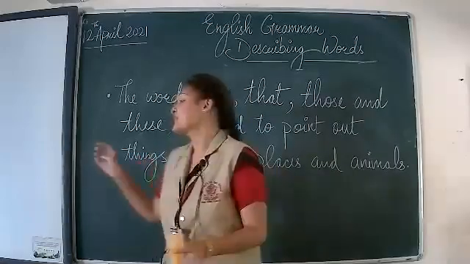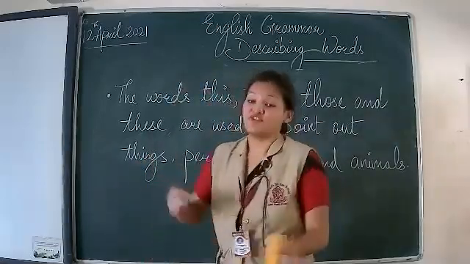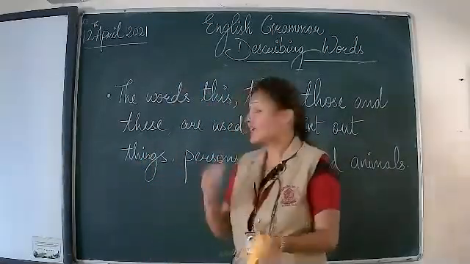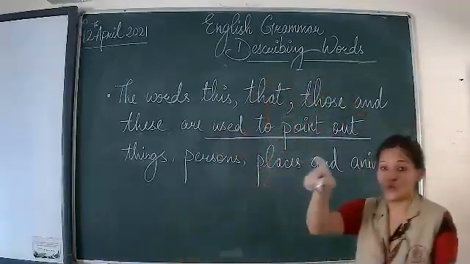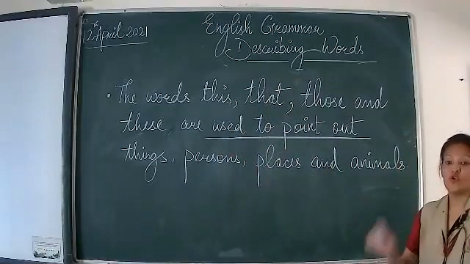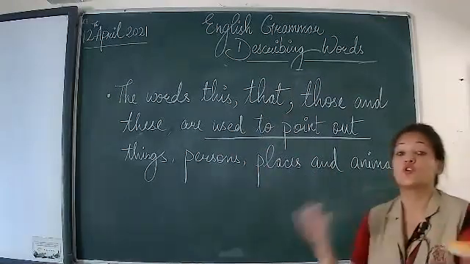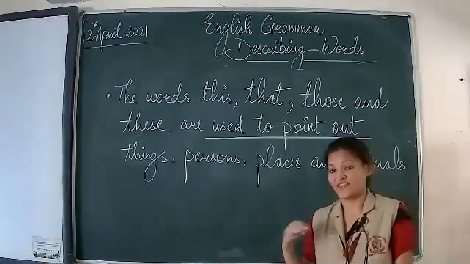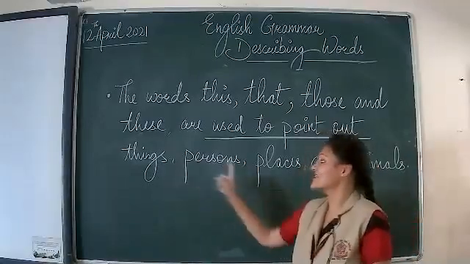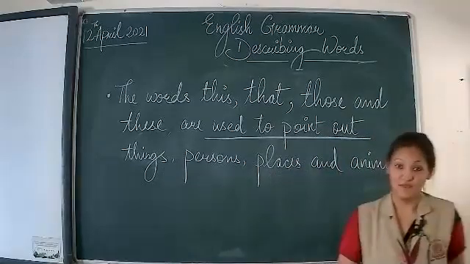These are the demonstrative adjectives. What do they do? They are used to point out. What do they point out? They point out nouns. That is things, persons, places, and animals.